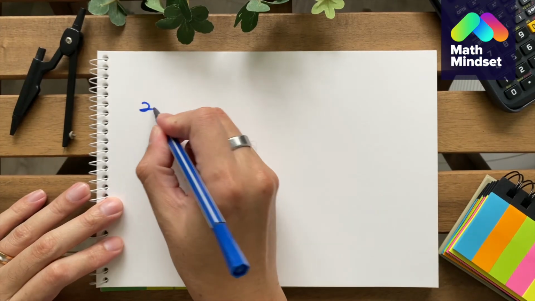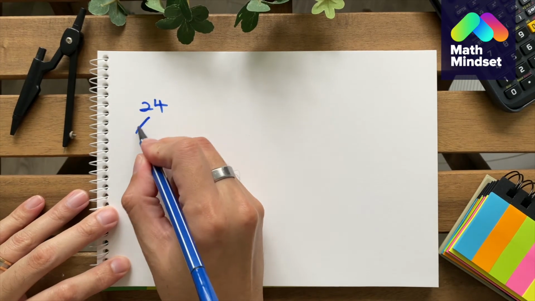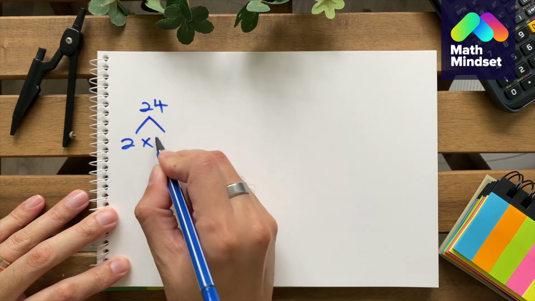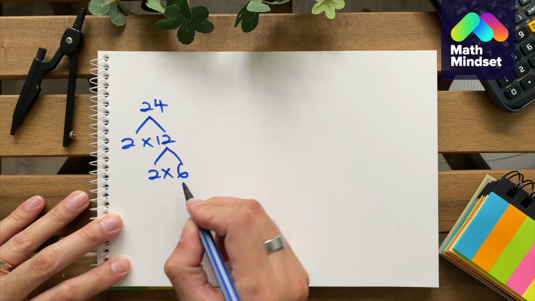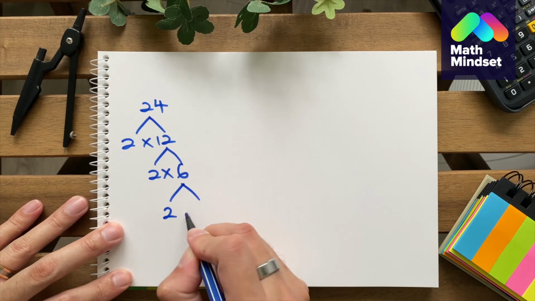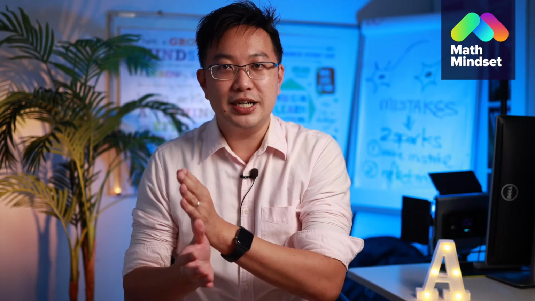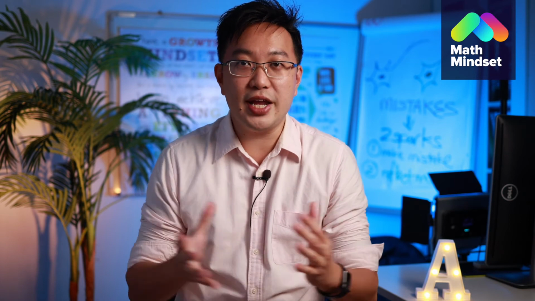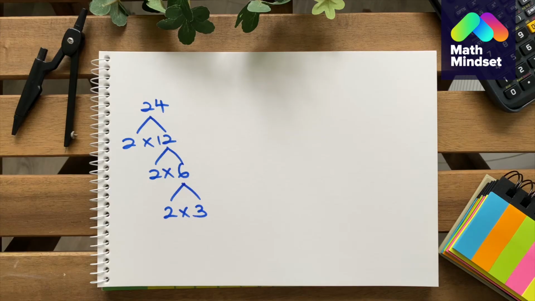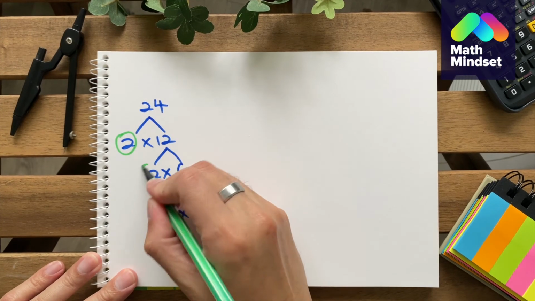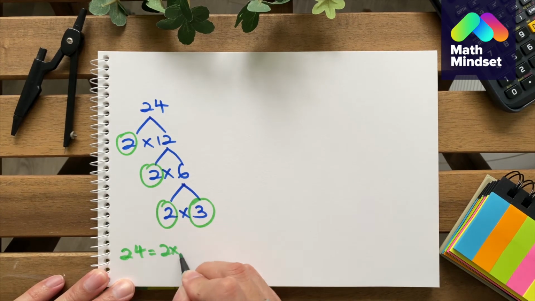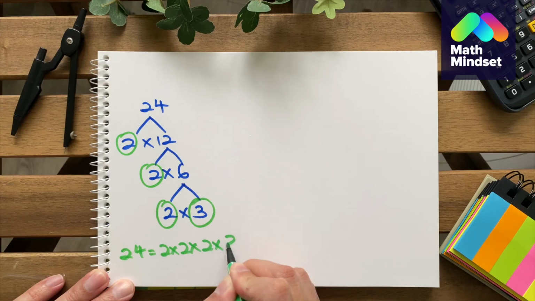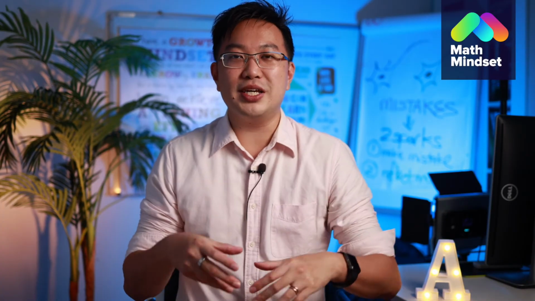If we were to do it the factor tree method, we can see that 24 is actually made out of 2 times 12. And the 12 is made out of 2 times 6. And the 6 is made out of 2 times 3. Right? And I can't further break it down anymore into prime numbers. So, to express 24 as factors of the prime numbers, we can write 2 times 2 times 2 times 3. And of course, we can simplify it.